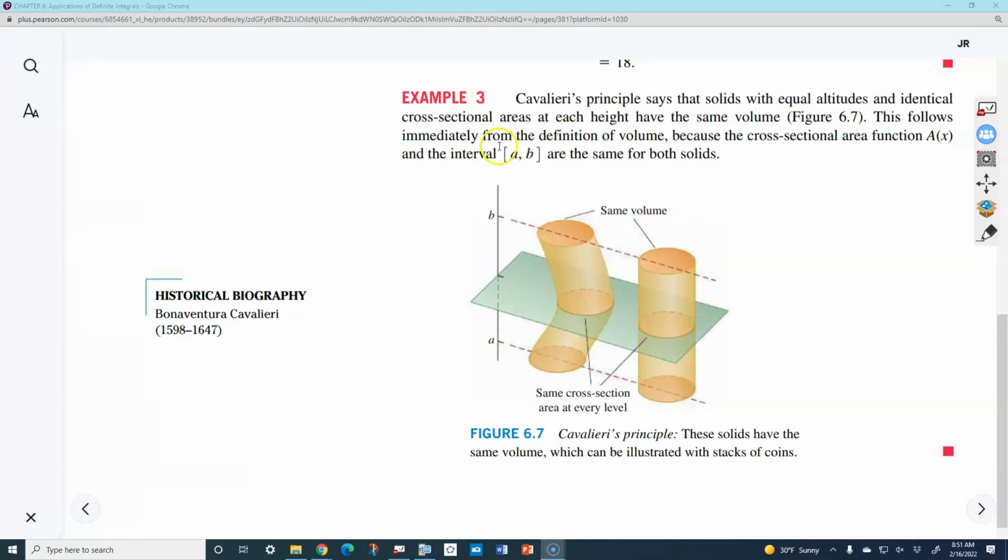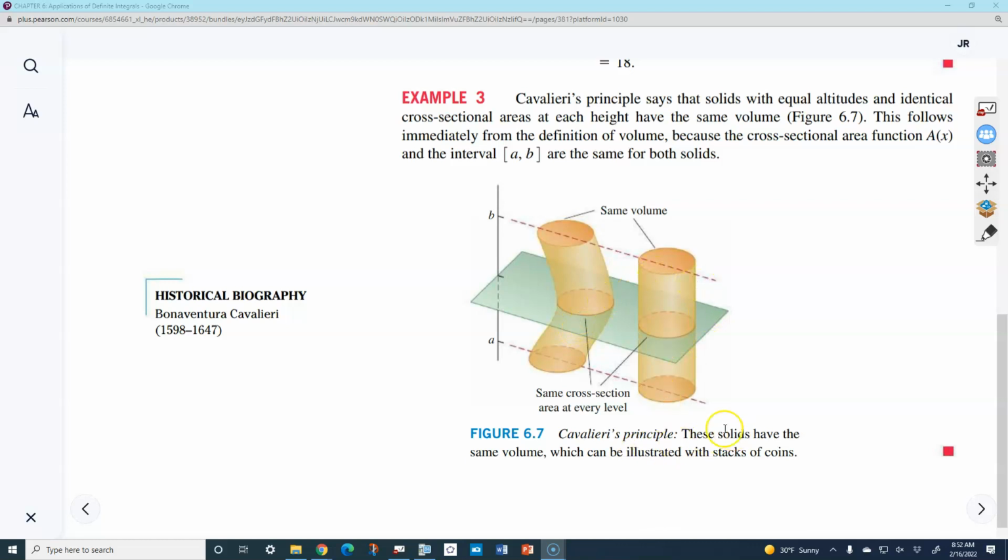All right, here is an interesting principle. I don't know how to say this man's name. Cavalieri's principle says that solids with equal altitudes and identical cross-sectional areas at each height have the same volume. So this straight cylinder and this kind of curved cylinder have the same volume if they have the same altitude and if they have the same cross-sectional area at every level.